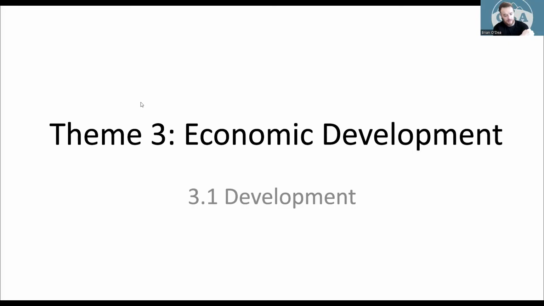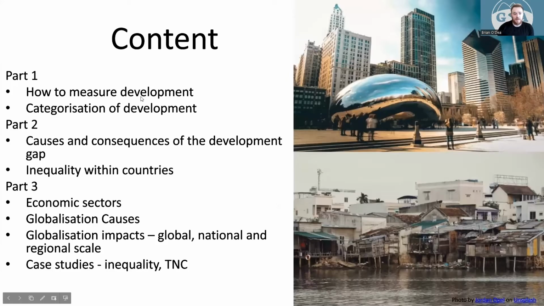So we're into economic development in 3.1, which is the development section. This section is really big, so we've split it up into three parts, and I would suggest just stopping at each part as always and making sure you understand everything before moving on. There's a lot of overlap from theme one, which is population and settlement. So a lot of this is really useful for all the other sections of the course. I do recommend starting off with this if you're going to study theme three.